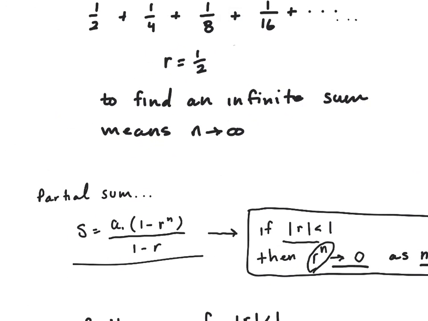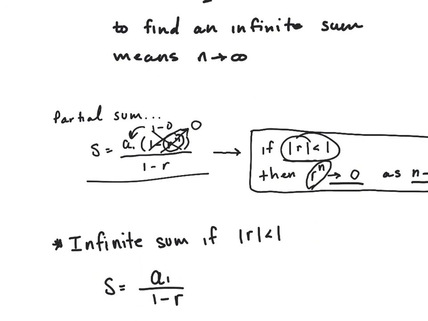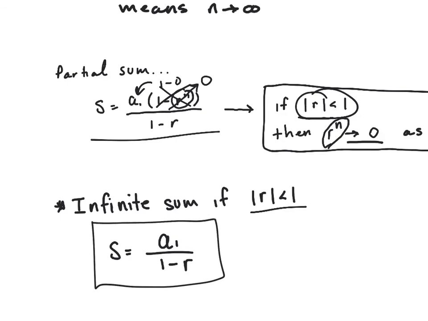So going back to this partial sum, if r, or the absolute value of r, is less than 1, then this value, r to the n, approaches 0 as n approaches infinity. So then we have 1 minus 0, which is 1, and 1 times a sub 1 is just a sub 1. So as n approaches infinity, and we take an infinite sum, this part of the formula essentially disappears because it's 1 minus 0. So the infinite sum of a geometric series, if the absolute value of the common ratio is less than 1, is that formula right there: first term divided by 1 minus r.